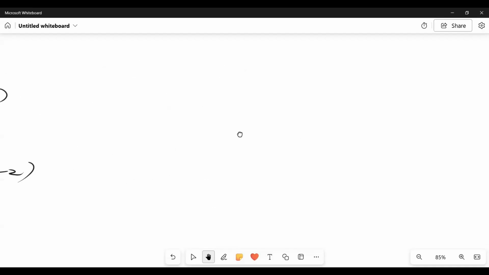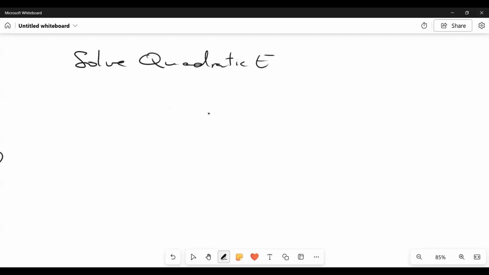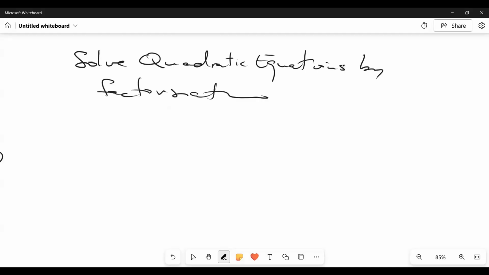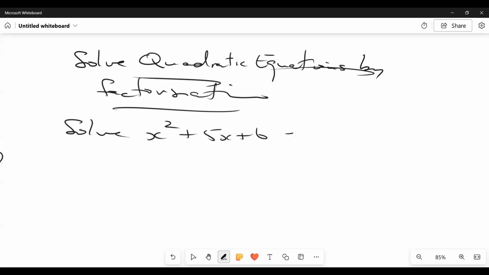What I want to go into, and this is the last thing we'll touch on, is how do you use factorization to solve quadratic equations by factorization? How do we do that? Good. So let's say we have to solve x squared plus 5x plus 6 equals 0.